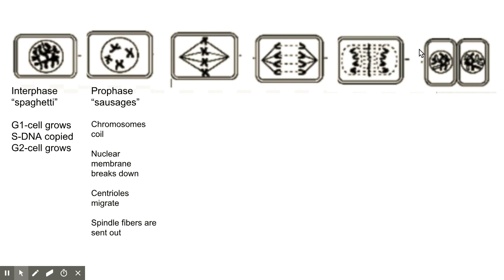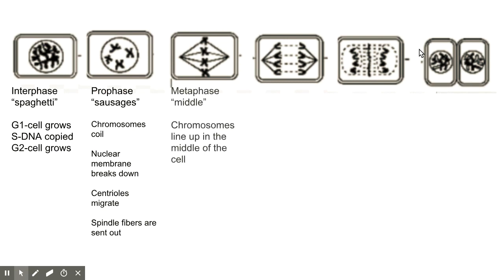The nuclear membrane breaks down. You can't see that in the picture, and you also can't see in this picture the centrioles migrating and then beginning to send out spindle fibers, but that also is in prophase. Sometimes it's called prometaphase, but we're just going to call it prophase.